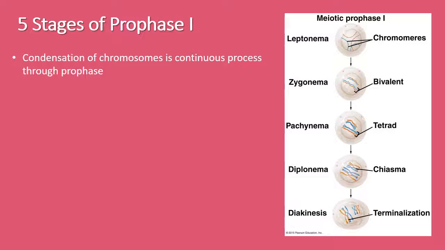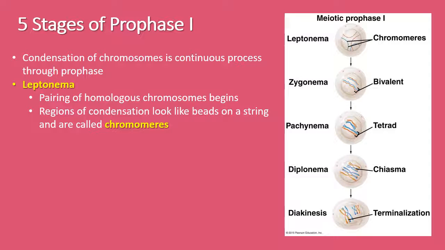So in the beginning, in leptonema, well, really before I talk about the individual stages, the condensation process of the chromosomes where they become visible is a slow and continuous process throughout all of prophase 1. During leptonema, the pairing of the homologous chromosomes begins, and the condensation occurs in regions of the chromosome, and it actually looks like beads on a string. You can see here in the picture, it kind of looks like threads on a baseball, but you can see the individual little beads. And the reason why it's slower is because these homologous chromosomes are lining up based on DNA sequence.